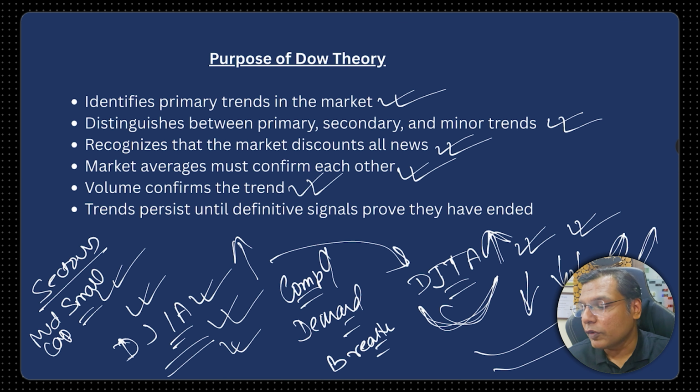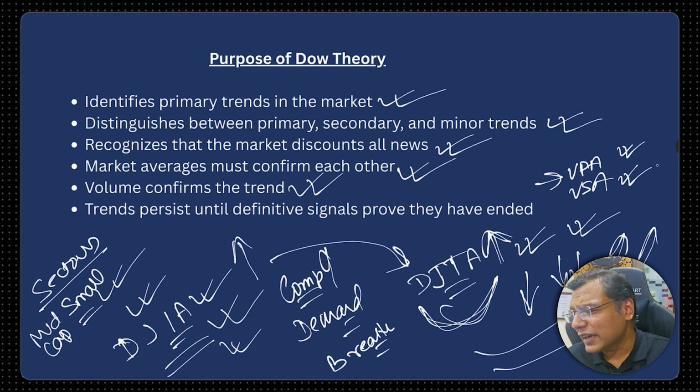Now another thing was volume. Just price increasing and volume not increasing is a red flag. The price should increase with the volume. Now this is a very, very beautiful concept. In today's world, we call it VPA or VSA, right? Volume price analysis, volume spread analysis. We have just modernized the names, but the concepts are still more than a century old. And trend will persist until definitive signals prove that they have ended.